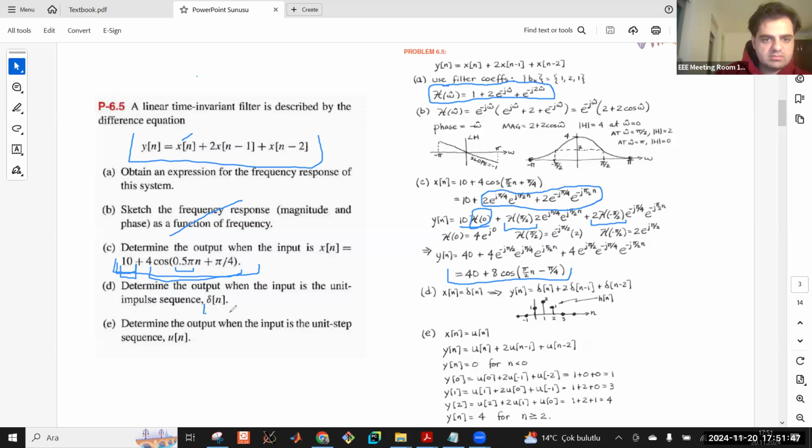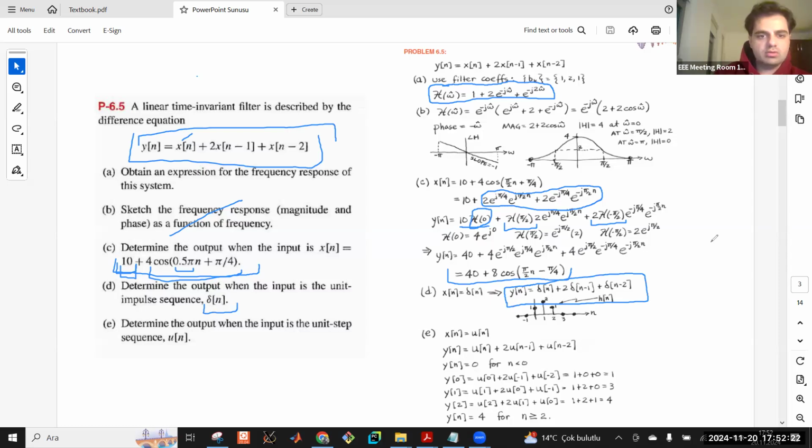If the input is delta n, then we can directly use this difference equation and replace xn with delta n. So this will be the output. Why don't we use frequency response here? Because delta n is an exceptional signal. We cannot talk about its frequency. Therefore, we use the difference equation in order to find the output of this signal.